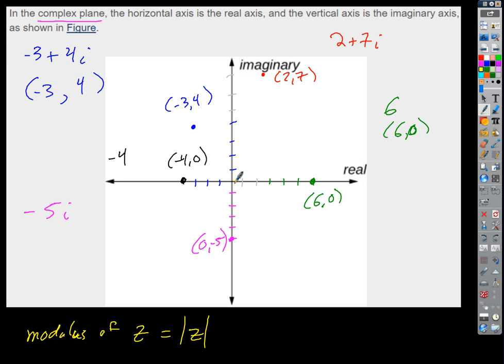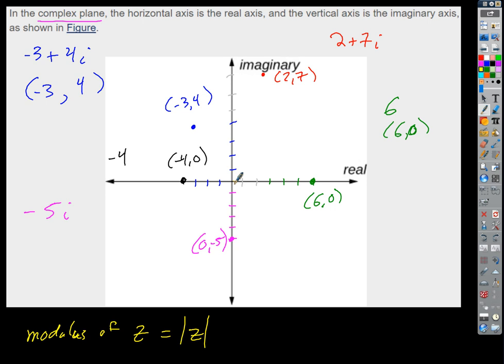Okay, so now we gotta go a little further with this. What if we took the number -5i? What's the size of that number? It's going to be 5, right? Because it's a distance of 5 from the origin, right? So when we talk about a modulus or a size of a number, it's always positive. We just want to know the length of the line.